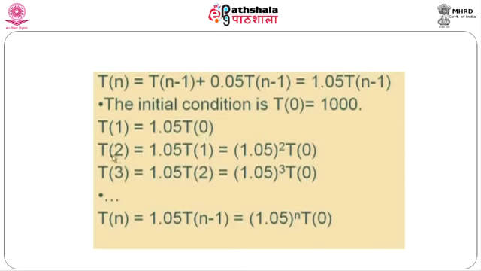Then at the end of the second year, we can substitute this into this equation. Therefore, this becomes 1.05 t of 1. T of 1 is 1.05 t of 0. So, on substitution of this in this equation, we are getting 1.05 whole square t of 0. Repeating in this manner, for n it becomes 1.05 power n t of 0. In fact, this is going to be the solution of this recurrence equation.